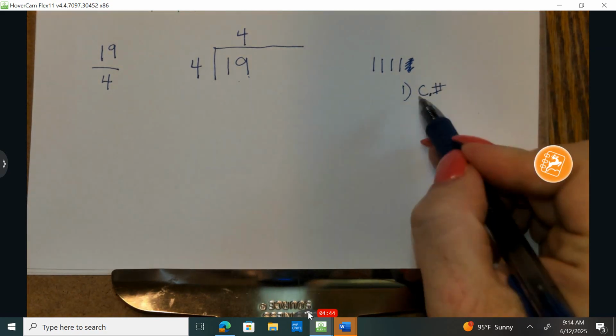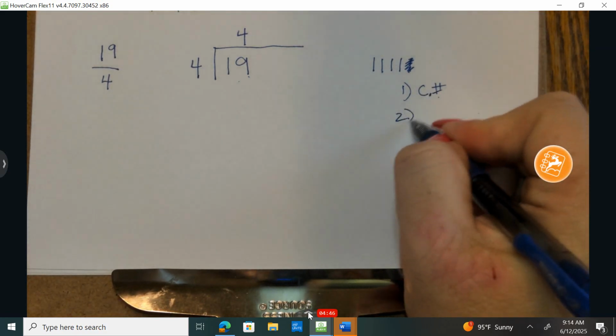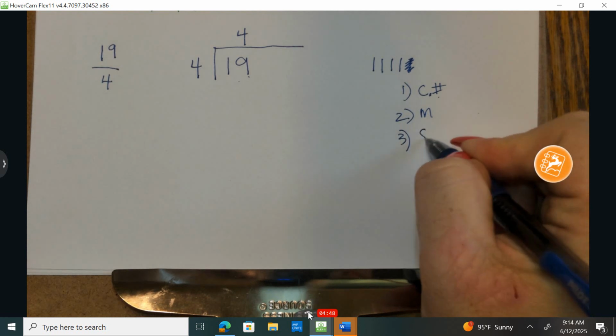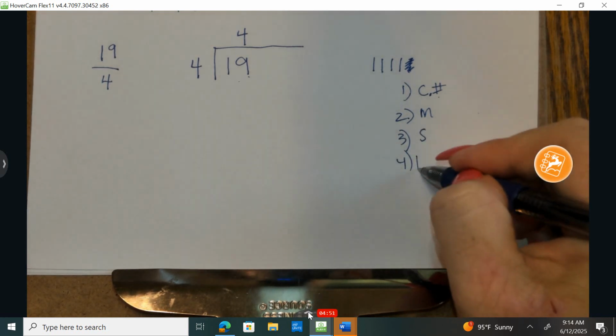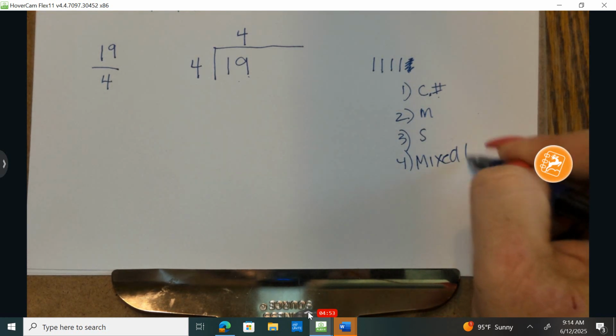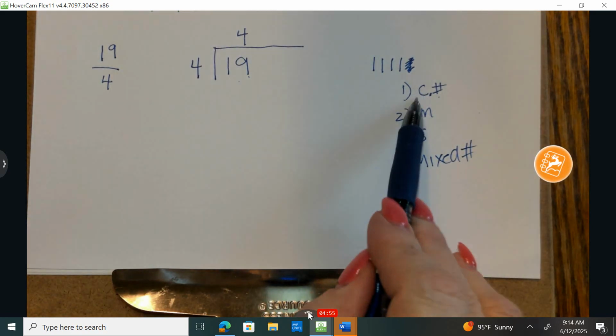I'm going to abbreviate there. Choose the number. Step 2 is going to be multiply. Step 3 is going to be subtract. And step 4 is write that as a mixed number. Okay, here we go. So I've chosen the number.